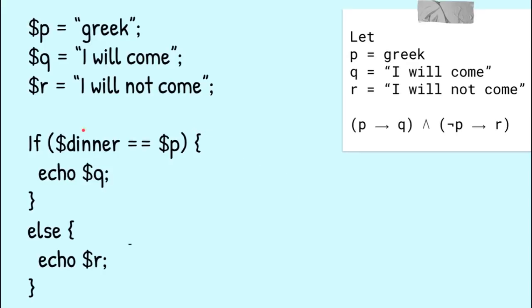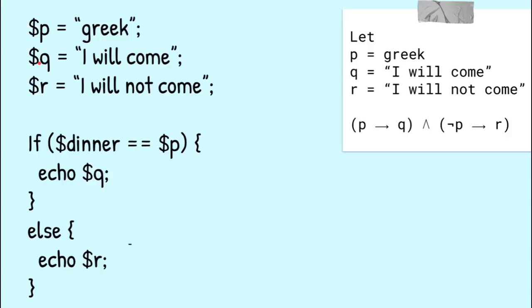Okay, so now we are going to write this in PHP. We're going to let P equal Greek, Q equal I will come to dinner, and R equal I will not come to dinner. So if P, then Q, and if not P, then R. So how would we write this in PHP? $P equals Greek. In PHP, this is how you declare a variable. You put a $ sign in front of it, and then you know it's a variable. So $P equals Greek. I put Greek in quotes because in PHP, a string, that's like words, sentences, characters, we put them in quotes, double or single.